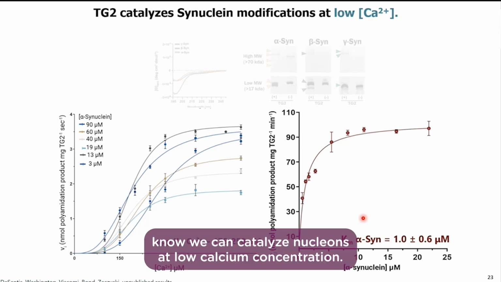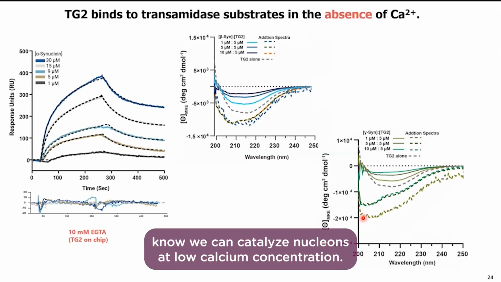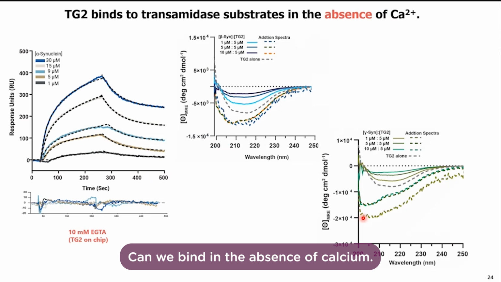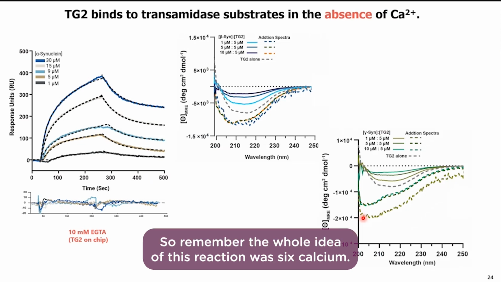So we know we can catalyze at low calcium concentration. Can we bind in the absence of calcium? So remember, the whole idea of this reaction was that 6 calciums have to bind.